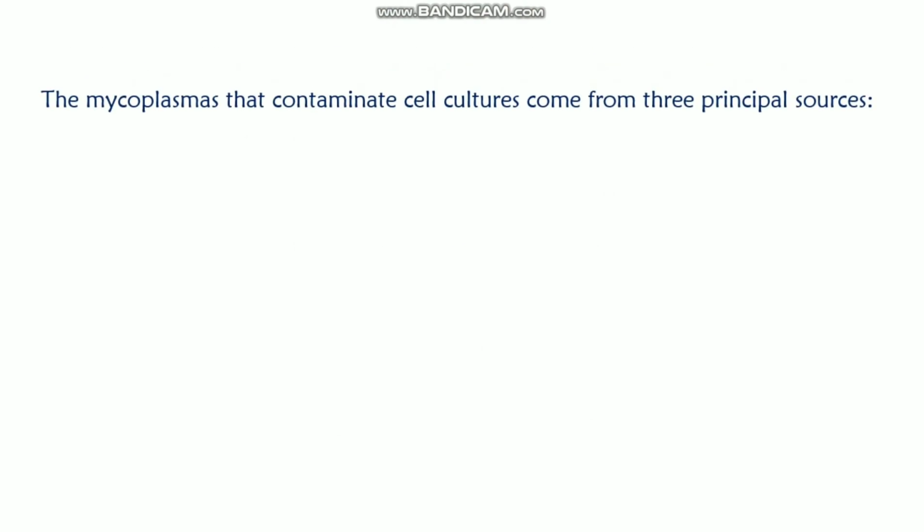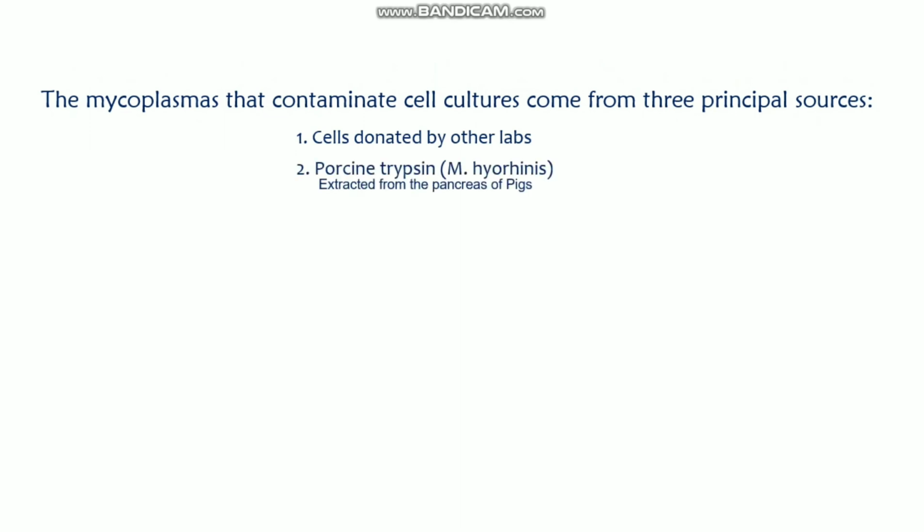Next is mycoplasma contamination. The mycoplasma that contaminate cell cultures come from three principal sources. Number one is cells donated by other labs. When you first begin cell culture, those cells might already be contaminated by mycoplasma. Number two is porcine trypsin, which is extracted from the pancreas of pigs. There is a tendency for this kind of trypsin to be contaminated by M. hyorhinis. Number three is bovine sera, which might be contaminated by M. arginini and A. laidlawii. So these two species can contaminate bovine sera.